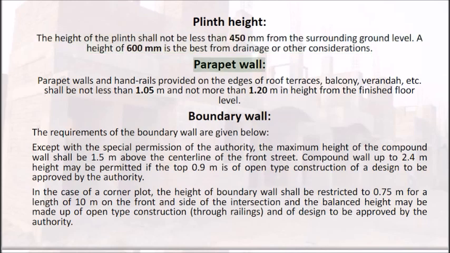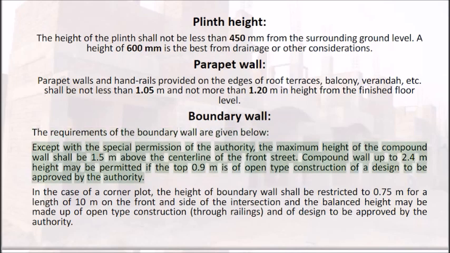Parapet wall. Parapet walls and handrails provided on the edges of roof terraces, balcony, veranda, etc. shall be not less than 1.05 m and not more than 1.20 m in height from the finished floor level. Boundary wall. The requirements of the boundary wall are given below.